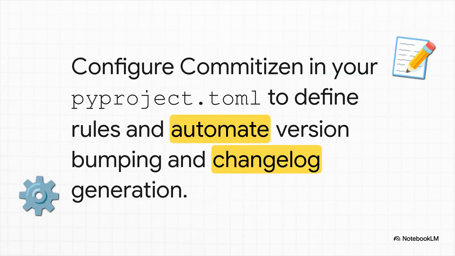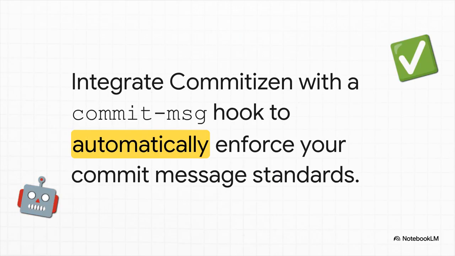Setting it up is pretty straightforward. You just configure its behavior right inside your pyproject.toml file, which is where you should be managing your Python project settings anyway. You define the rules for your commits there, and the cool part is, this can help you automate stuff later, like versioning and creating changelogs. Super powerful. And to make it all automatic, you just pop the Commitizen hook into your pre-commit config.